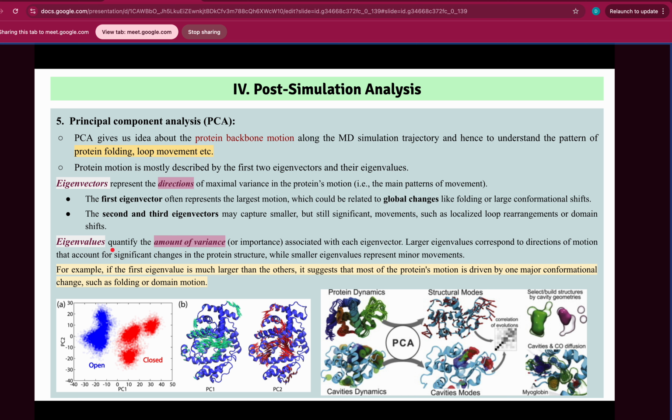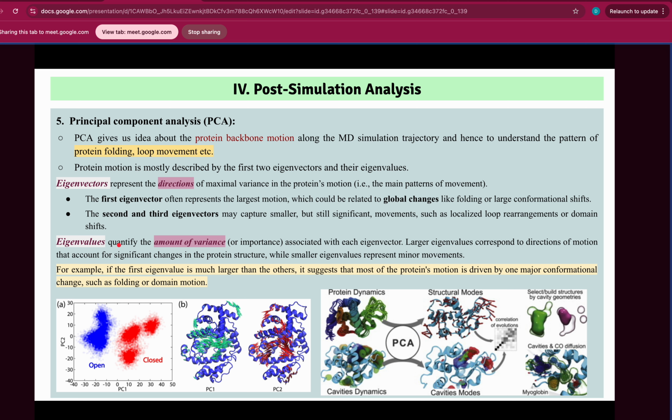If we talk about eigenvalues, they quantify the amount of variance. Eigenvectors tell you the direction in which change is happening; an eigenvalue tells you how much change is happening, associated with each eigenvector. Larger eigenvalues correspond to directions of motion that account for significant changes. As we have seen, the first eigenvector captures the larger motions, whereas the eigenvalue tells you how much impact that motion has, or the amount of that variation.